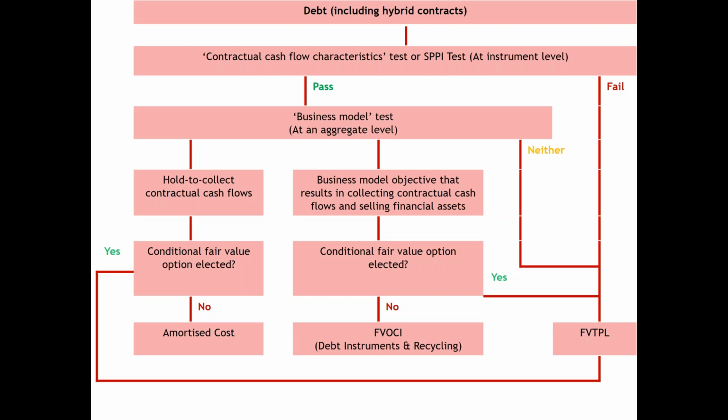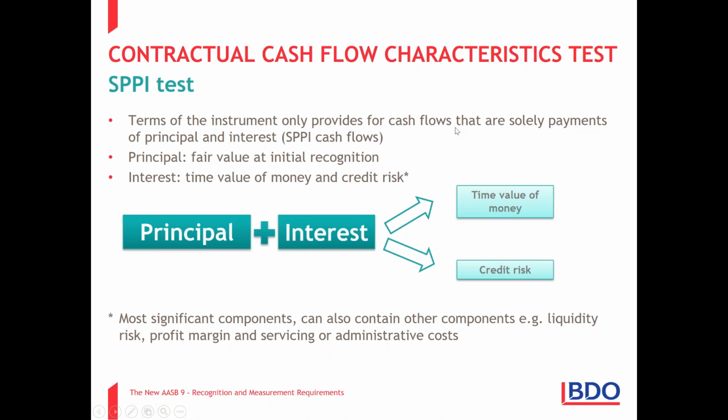So I will spend a little bit of time talking about these hurdles, the SPPI test. I will talk about the different business models, but what I've tried to do here is just show you the three different decision trees, how they work to determine which of the four categories of financial assets you have. So this is just an introduction. Let's talk a little bit about the contractual cash flow characteristics test, or the SPPI test.